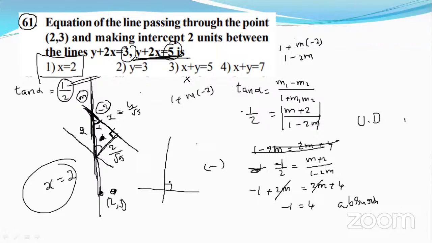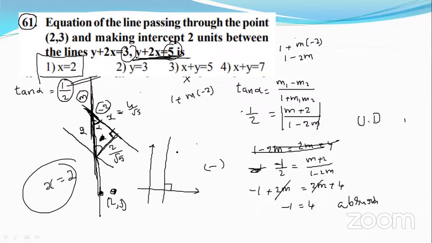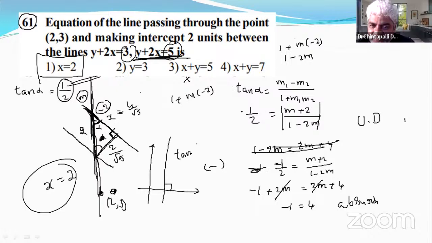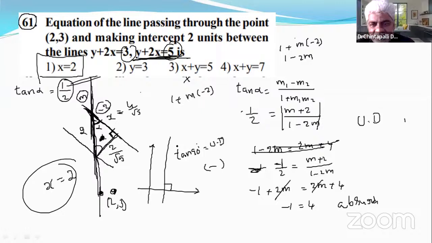What's the angle made by a vertical line with the x-axis? The angle made by any vertical line with the x-axis is 90 degrees. Then what is the slope? Tan 90 degrees. Its answer is undefined. That's why the slope of a vertical line is undefined. It is very clear that the slope of the required line is undefined. That means it is a vertical line.